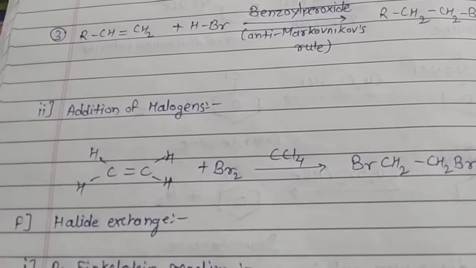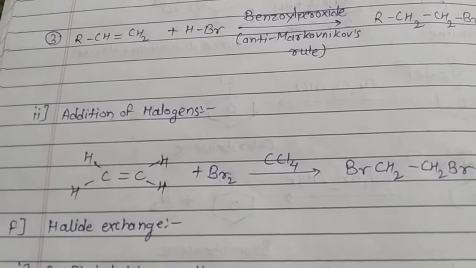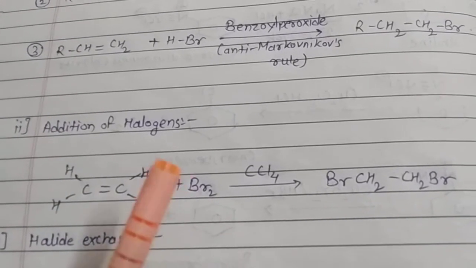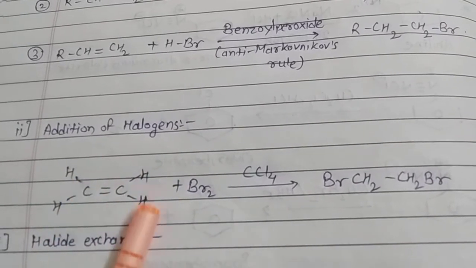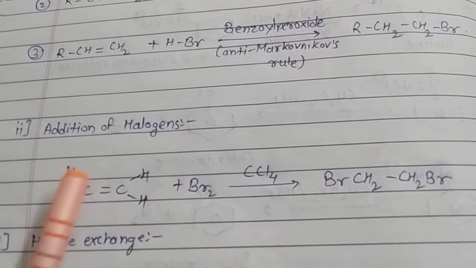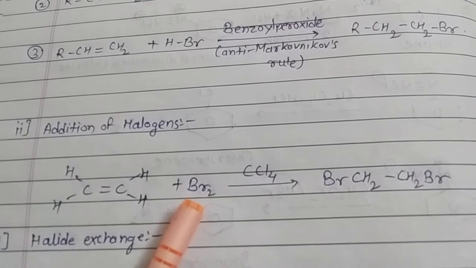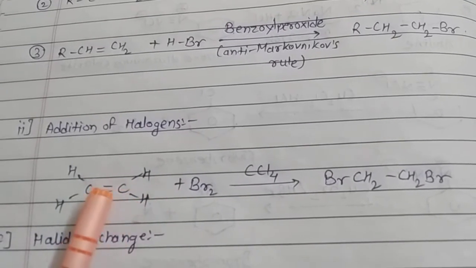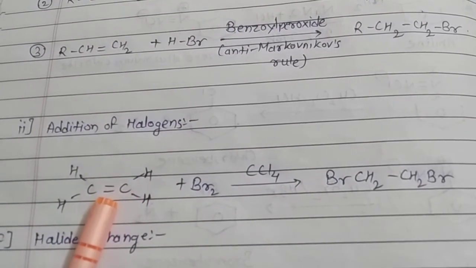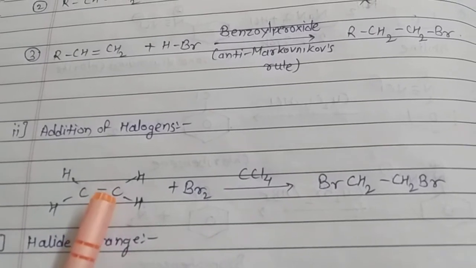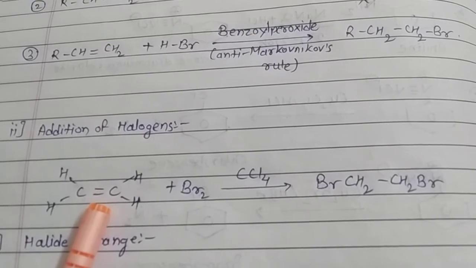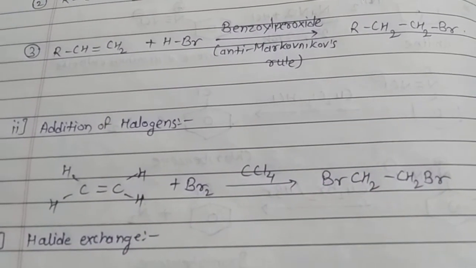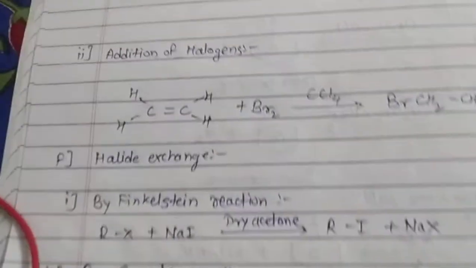Then next from the alkene category is addition of halogens. So both halogens are added. A symmetrical alkene is given, so one Br is added to this and another Br is added to this. We know that in a double bond there is one sigma and one pi bond, and the pi bond is weaker, that's why it easily breaks and addition happens on the pi bond.